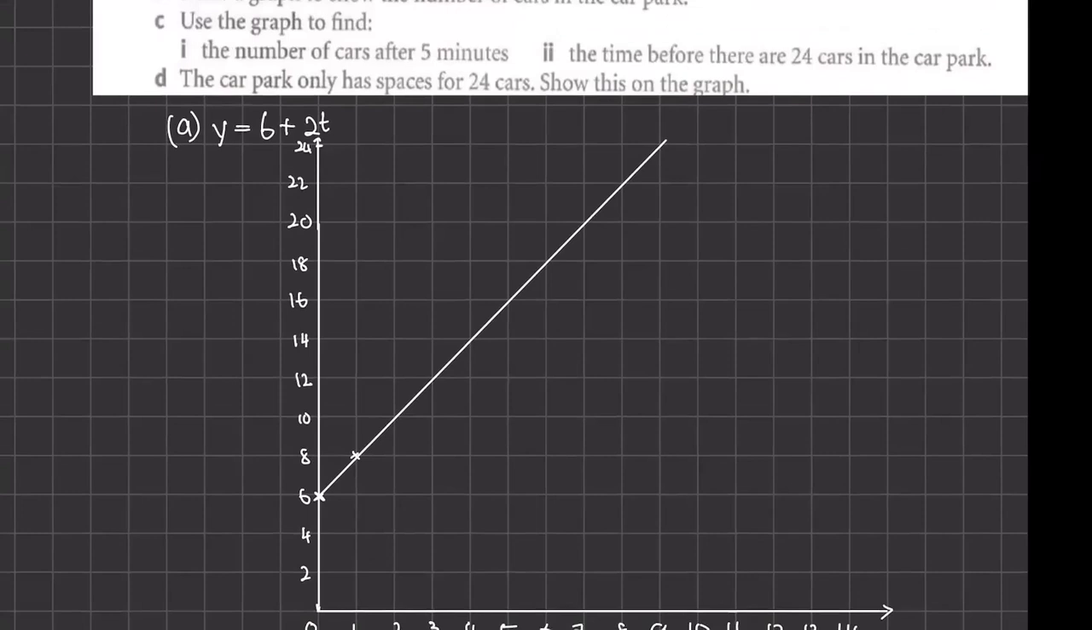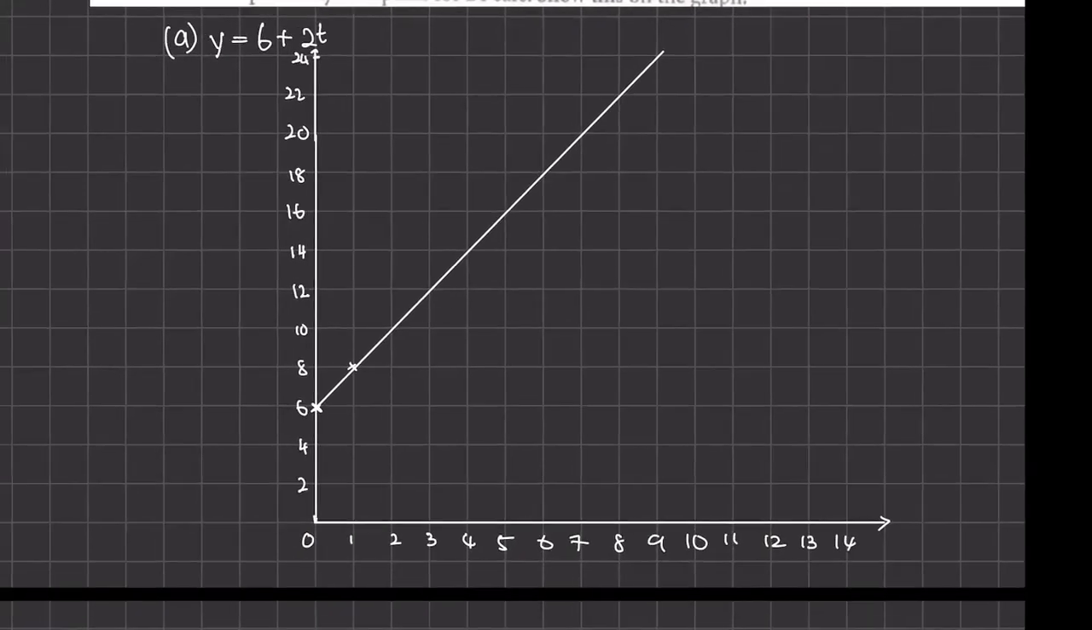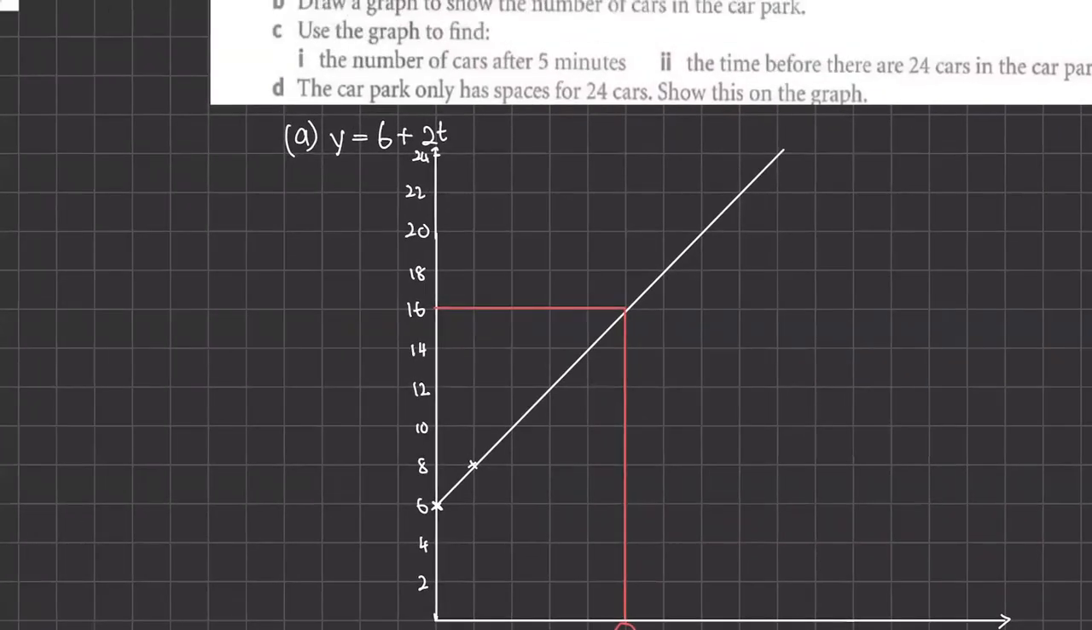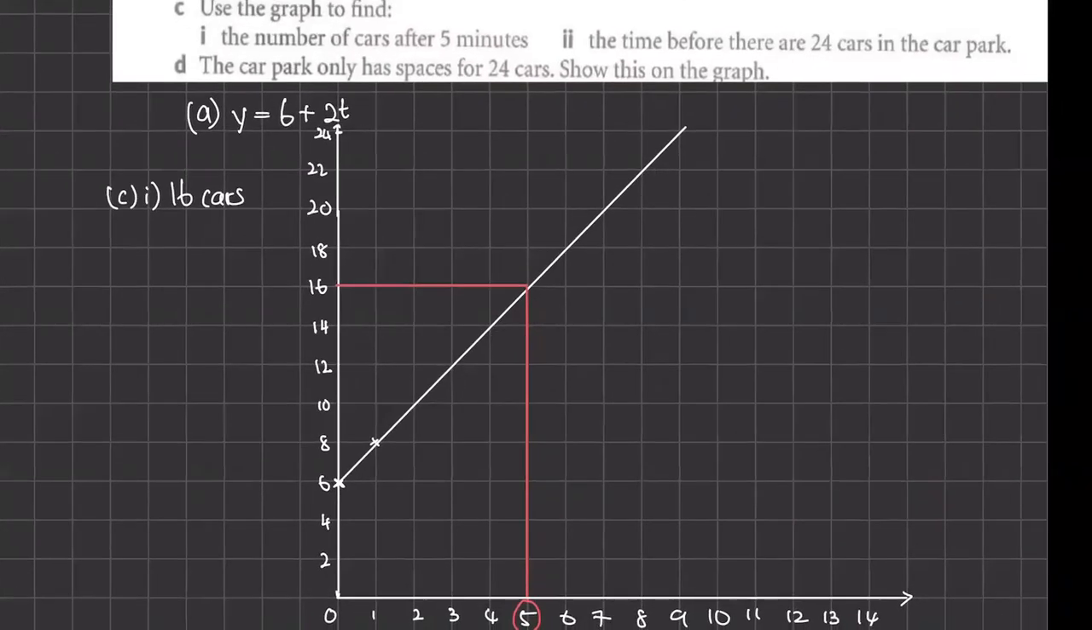The number of cars after 5 minutes. 5 minutes. Answer should be 16. The time before there are 24 cars in the car park. So 24 cars is here. We just need to extend it down. 9 minutes.